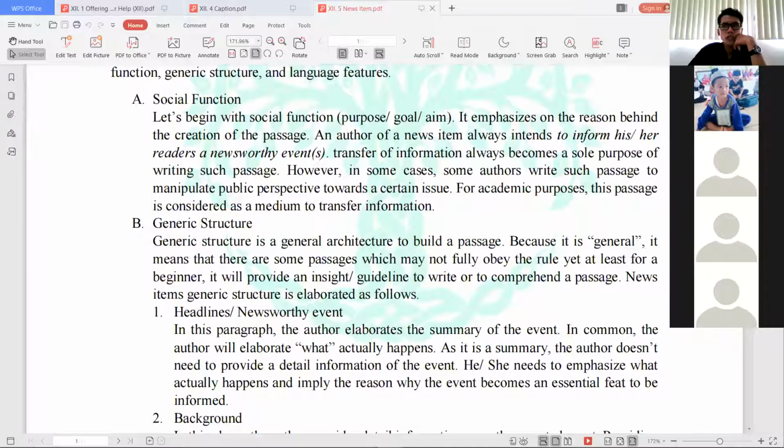So what kind of classification can be categorized as newsworthy and not newsworthy? For example, COVID-19 is a newsworthy event because it covers a large area and covers everyone. But if it's about my daily activity or your daily activity, posting it in a newspaper is not newsworthy because it will not influence others' lives. It is different for, for example, Leonardo DiCaprio's daily activity. It will grab many people's attention, so it is newsworthy. But if it is you or I, it won't be a newsworthy event. So the social function is to inform readers of a newsworthy event.